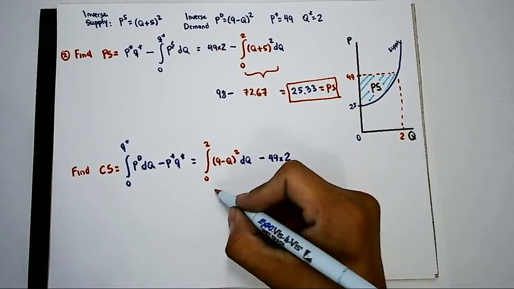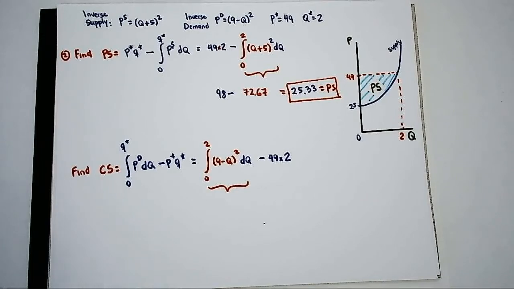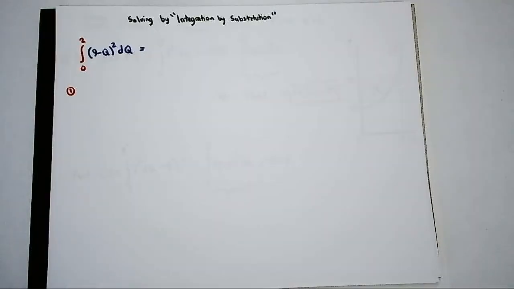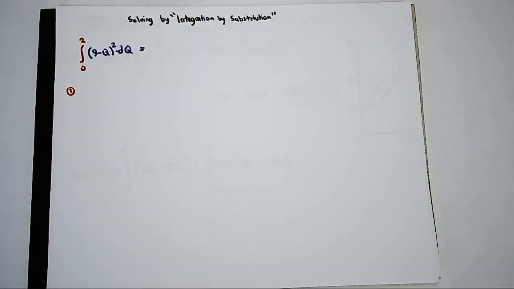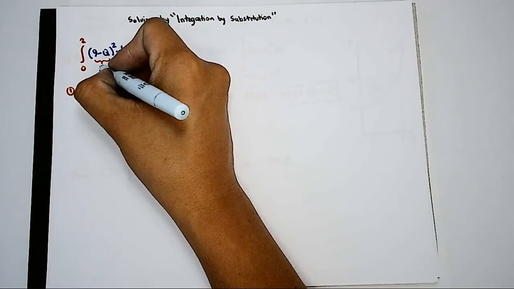We need to find this integration, and the easiest method that we can use is U substitution, or integration by substitution. Here we have (9 − Q)² times dQ. Here we can see that the most complex function is 9 minus Q and everything squared. Therefore, this will be our U.